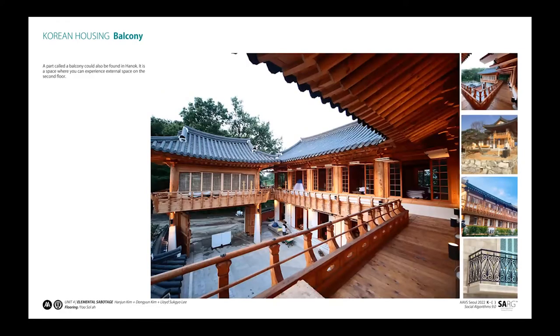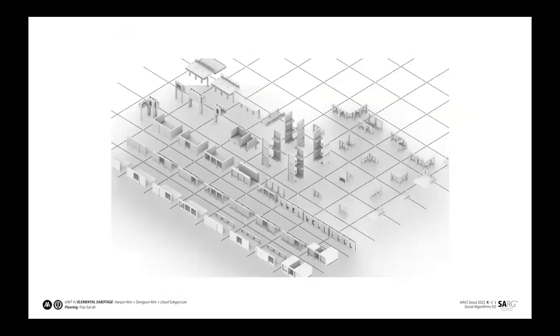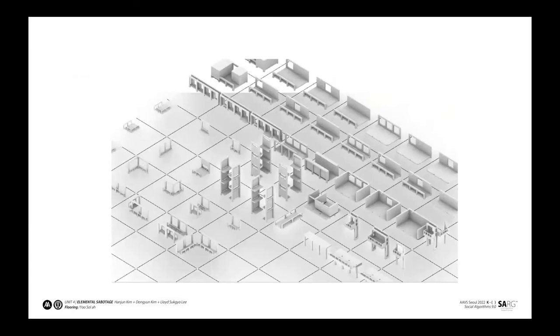A balcony or terrace could be found in Hanok. It is a space where you can experience external space on the second floor or higher. The elements in this image are the data, the elements that function as flooring, which I explained. I made the modeling data based on my own definition.